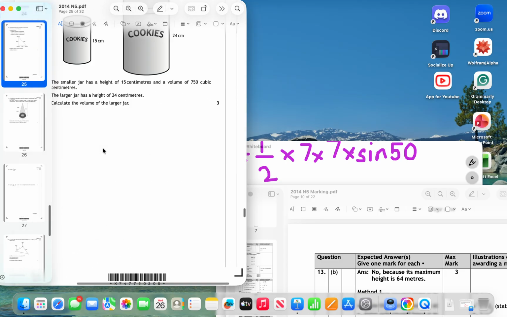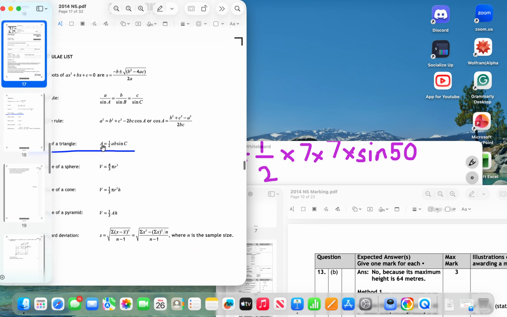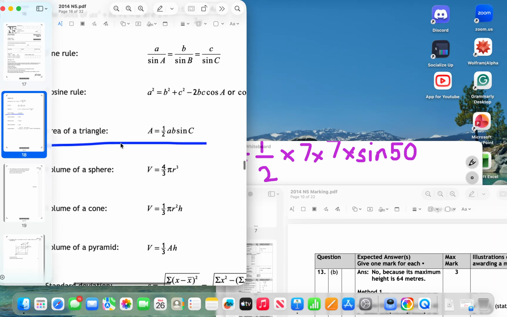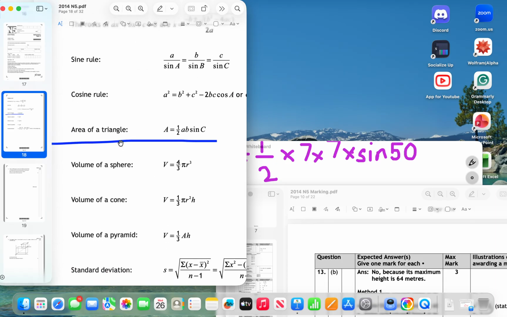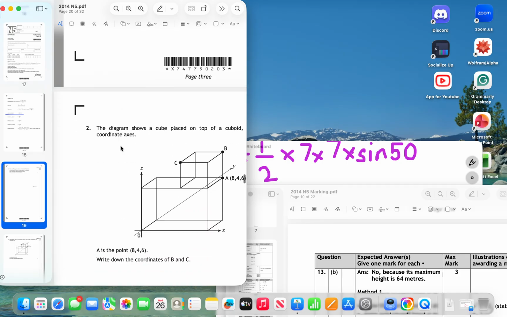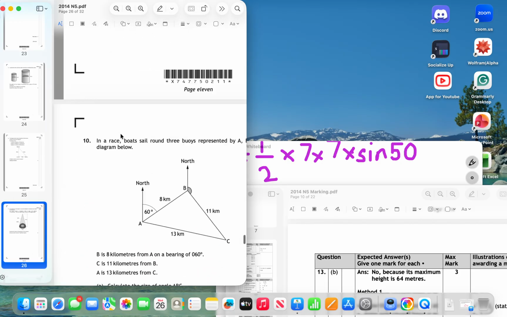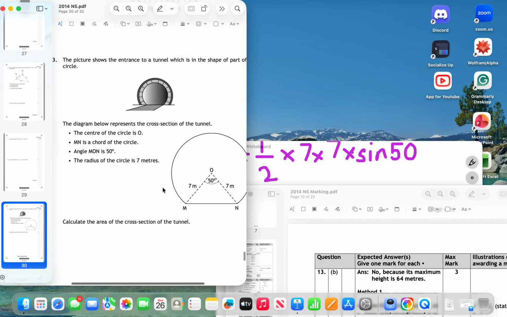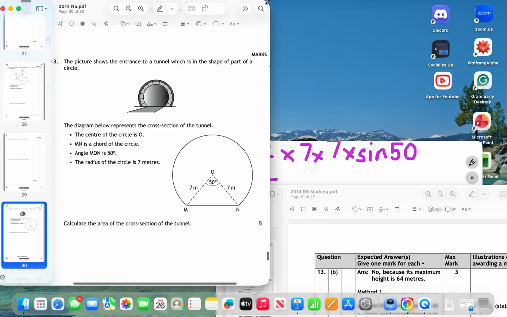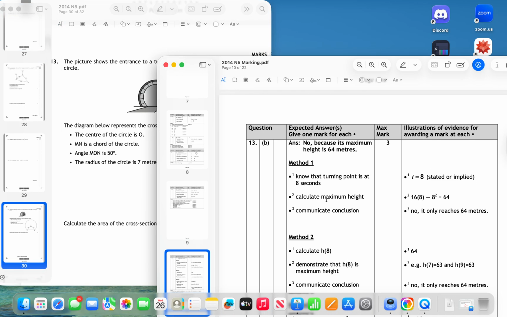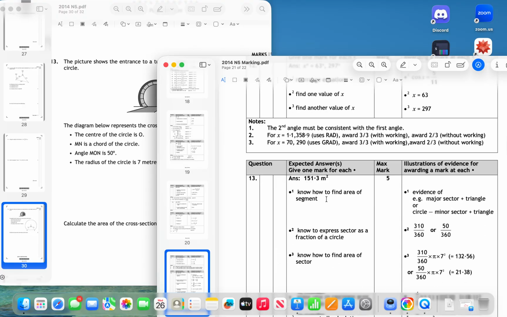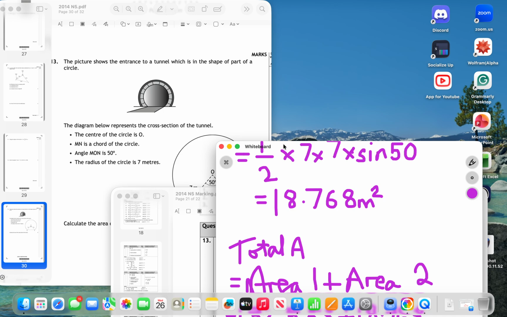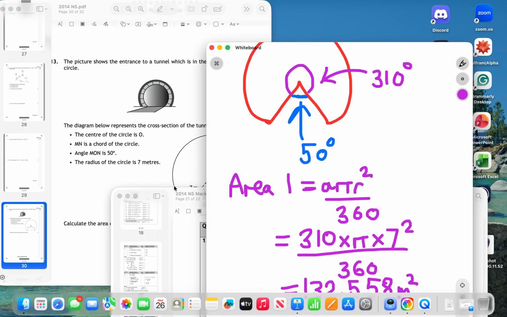And if we go up, I can show you this. There we go. It's underlined. It's 1/2 AB sine C, so you don't have to learn that, but you do need to know how to use it. And I will get the question up. So the first step would be for knowing to split the shape up. So that's the first mark.